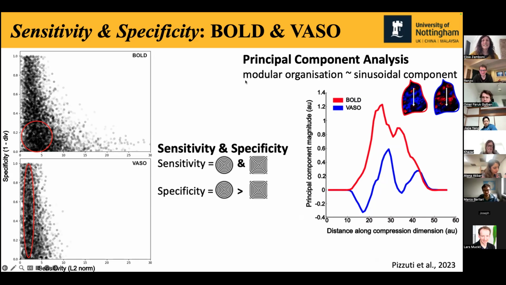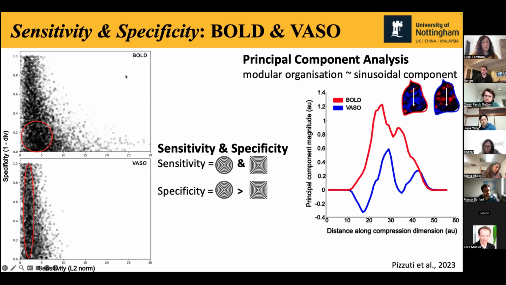As a second form of quantifying this specificity, we also followed some work from Alessandra by looking at an index of sensitivity, which we can identify as a response to any type of stimulus that we used, and also a measure of specificity, which can be thought of as an index of tuning to curvature. On the maps here, on the left-hand side, we're plotting sensitivity along the x-axis against specificity along the y-axis. At the top we have bold, at the bottom we have vaso.